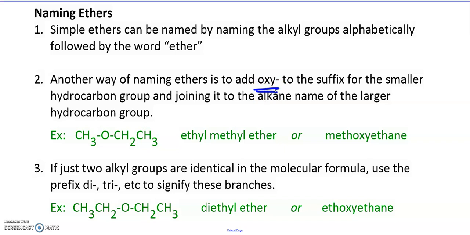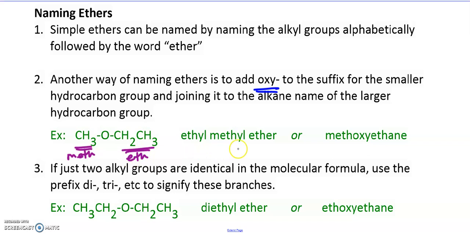So think about whatever side is smaller as kind of like your branch almost. So you start with that, and then you put that on your larger chain. So for the example right here, in this one, this side would be meth, with one carbon, and this side would be eth.